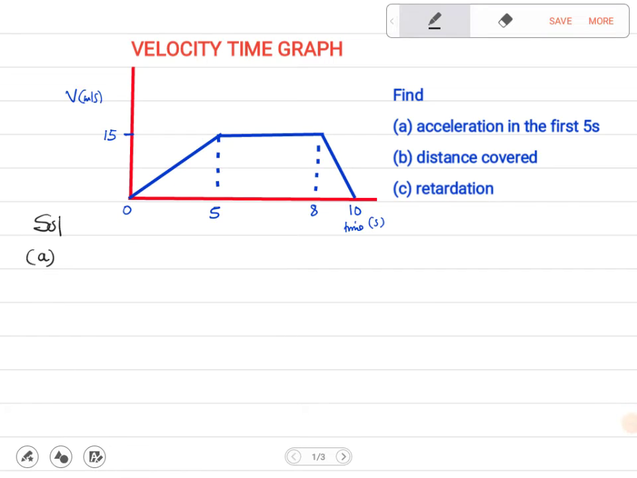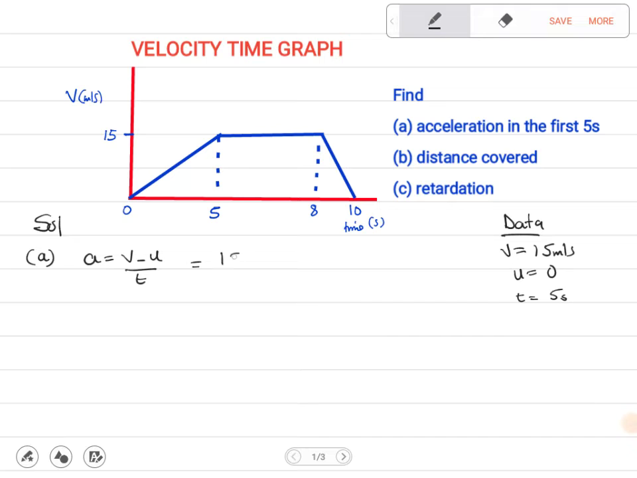To find the acceleration, you need to know that acceleration is equal to change in velocity, which is final minus initial, over time taken. Now let's get our data. Our v is the final velocity there, 15 meters per second. Our u is the initial velocity here, which is 0. Our time is the change in time between 5 and 0, just 5 seconds. So you can now replace.